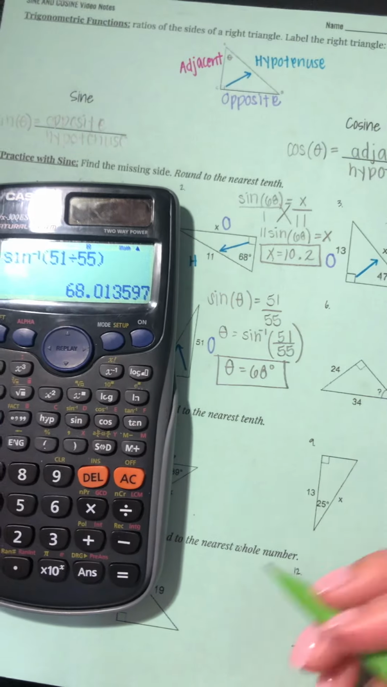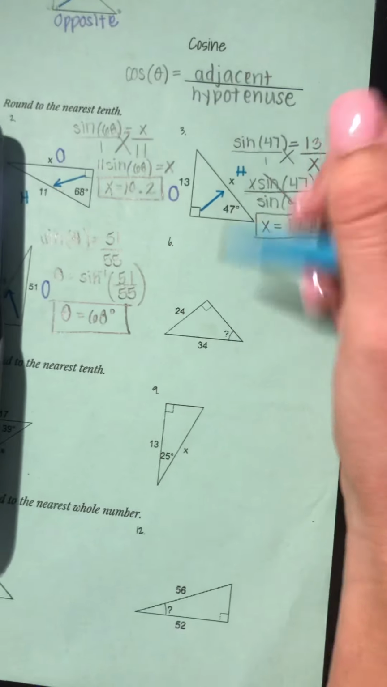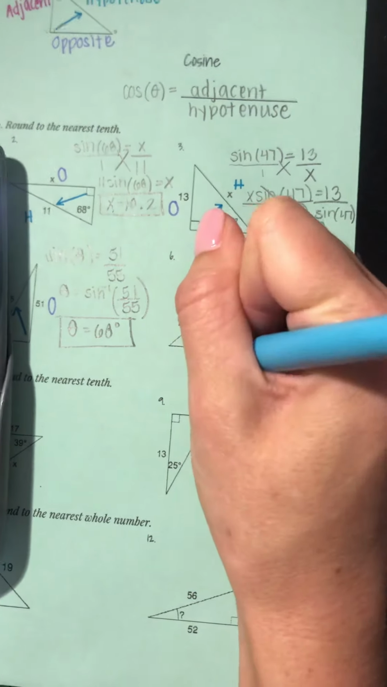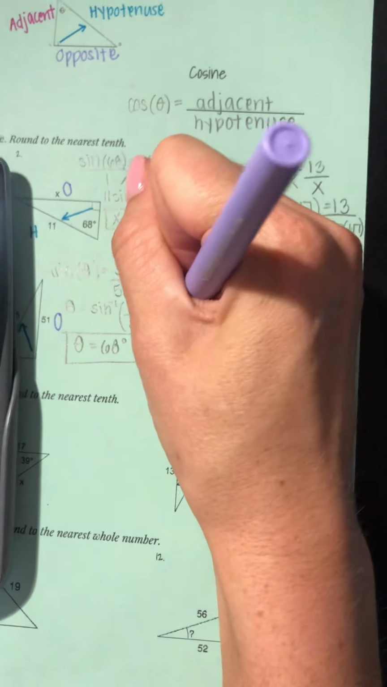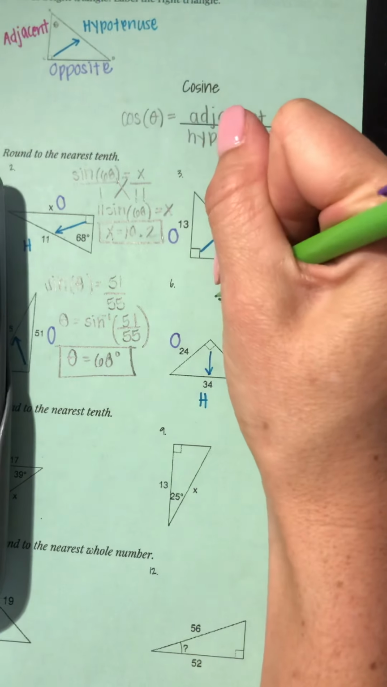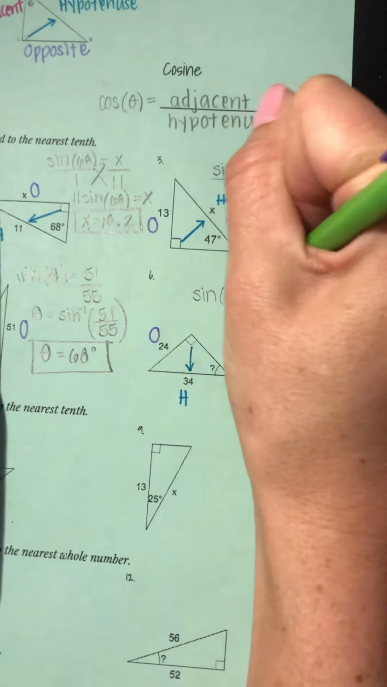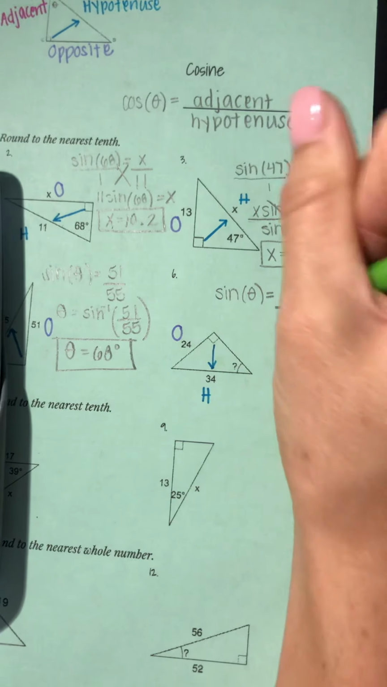And then the last one for sine. So again, we're trying to find theta. The side across from the right angle, that's our hypotenuse. And the side away from theta, that's your opposite. So sine of theta equals opposite over hypotenuse.